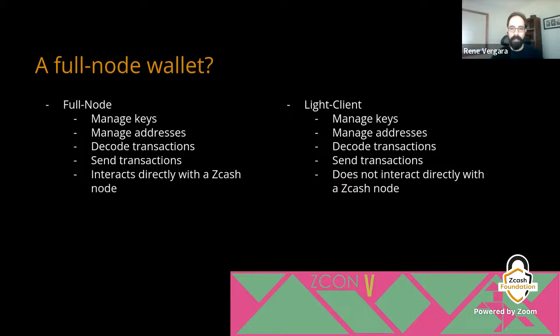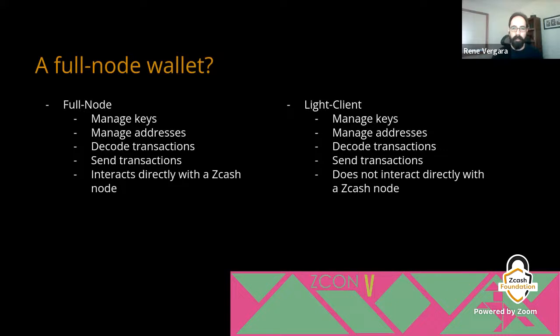There was some discussion about this both in the Zcash R&D Discord and also on some of the light client working group calls, that the difference between a light client and a full node. Both need to manage the user's keys, they need to manage the user's addresses, they obviously both need to be able to decode transactions and send transactions.